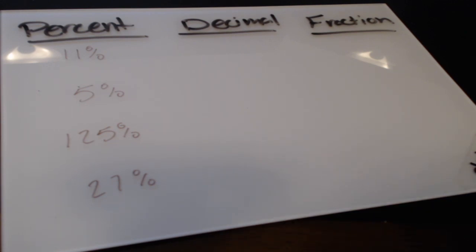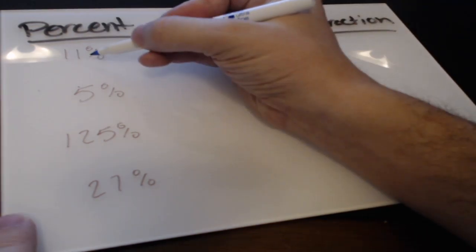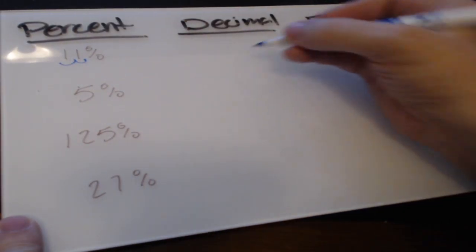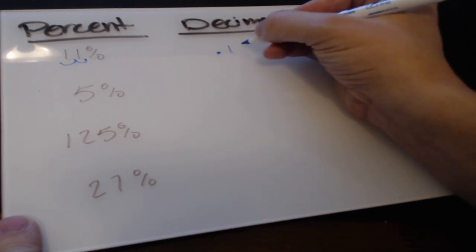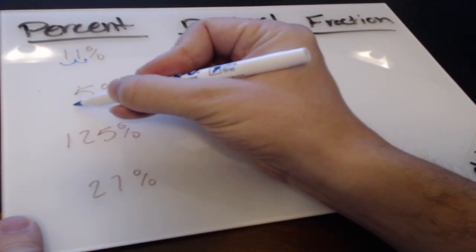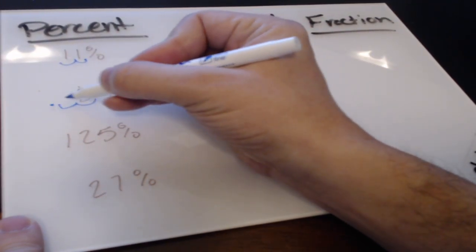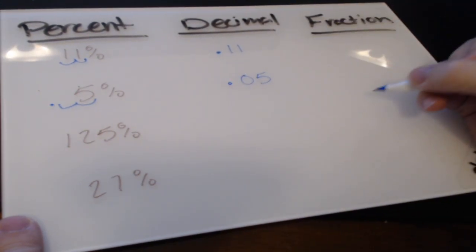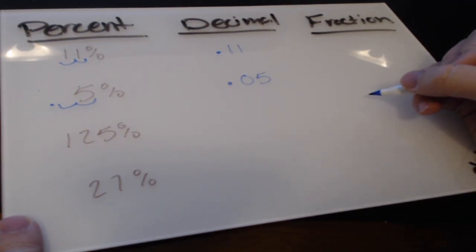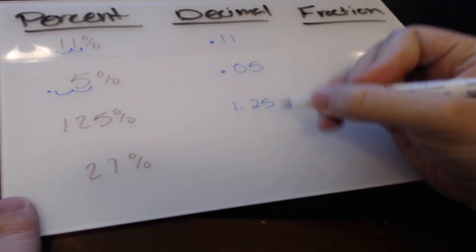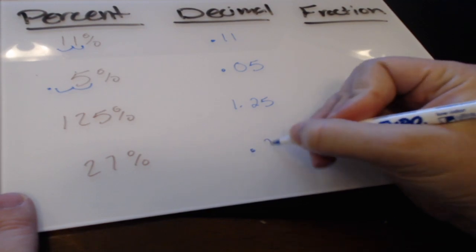So what that looks like is I would literally start here, and I would say I'm going to go 1 and 2, which means my decimal for this is going to be 0.11. Here I put my decimal, and I don't have anything in that place, so what fills it is a 0. So I have 0.05. Then here I'll do 1.25 and then 0.27.